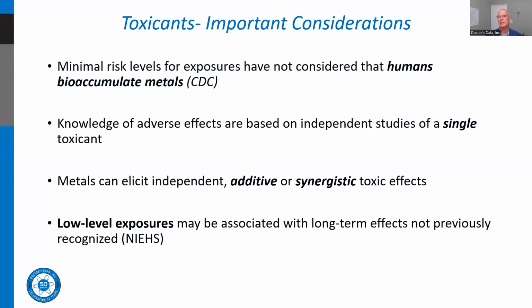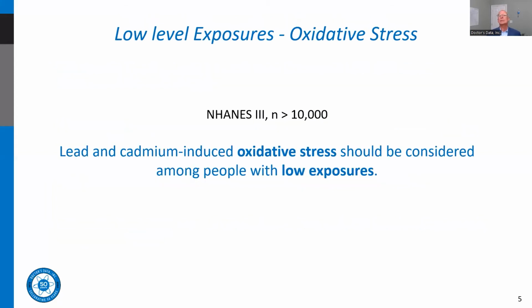Let's take a look at what came out of the NHANES 3 study. The huge NHANES 3 study, over 10,000 people in the US. It was concluded from that data that lead and cadmium-induced oxidative stress should be considered among people with low exposures. So we're not just talking about major occupational exposures, okay? Low-level exposures combined with other toxicants. So why are we talking about oxidative stress with low-level exposures?